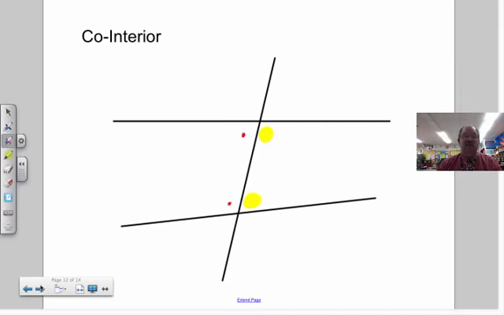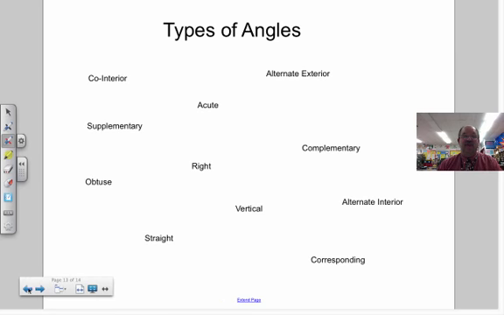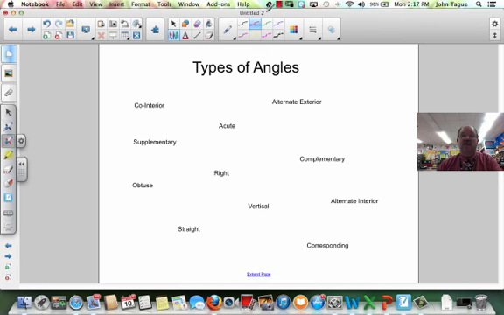And geez, we went through them all, types of angles. We went through all 11 kinds in not very long whatsoever. So if you need to slow down and see it again, feel free to do that. And we'll be working with this again.